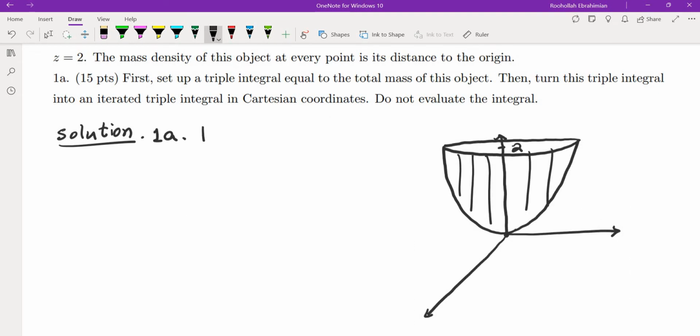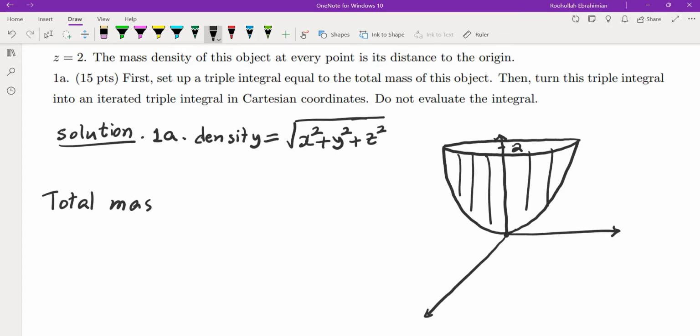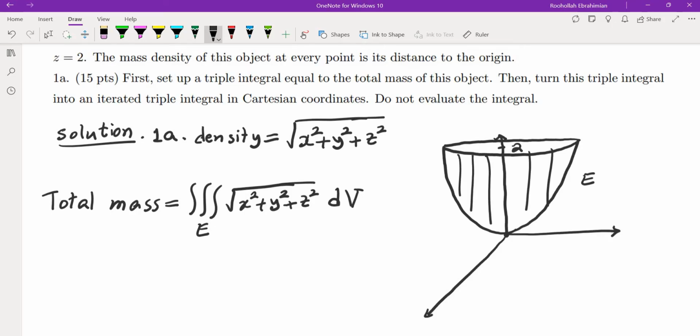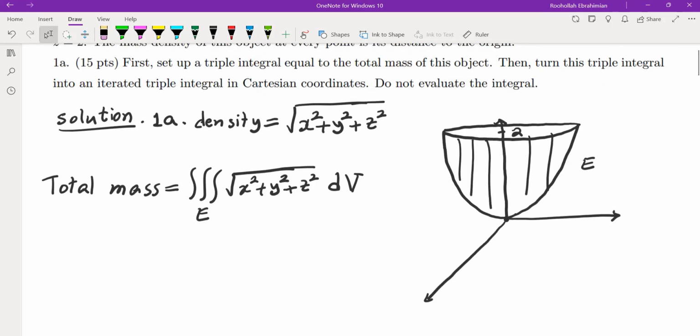Okay, so what is the density function? The density is the distance to the origin. So it's the square root of x squared plus y squared plus z squared. And then we want to find this one in Cartesian coordinates. So the total mass is going to be the triple integral over E, this is the object E, of the density function, which is the square root of x squared plus y squared plus z squared dV. And they said then turn this integral into an iterated integral in Cartesian coordinates.